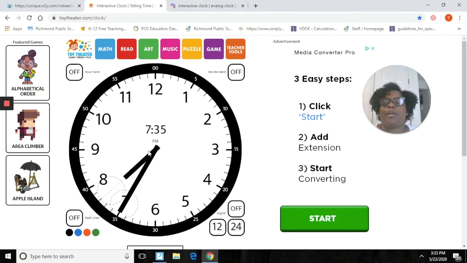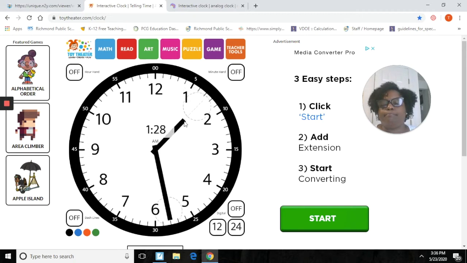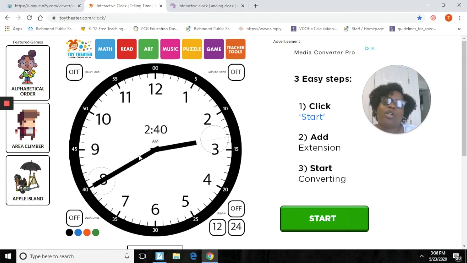Let's go back over here to our other clock, okay? Let's do 2:40. I want you to show me 2:40 on your clock, okay? I'm going to give you a second to do that. Okay, your clock should look like mine, because this is 2:40.